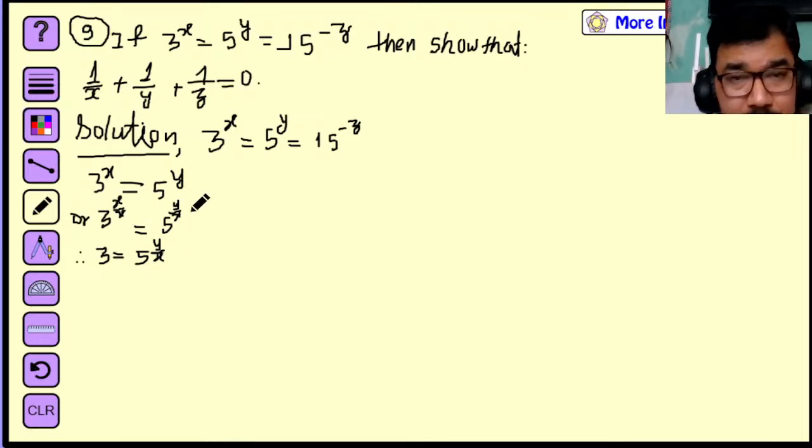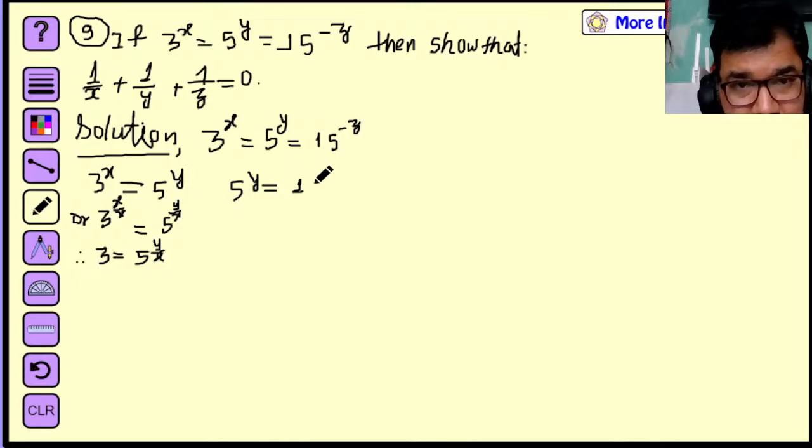And similarly now, look children here, in the last one, we can write this 5 to the power y equals 15 to the power minus z. Write here 15 to the power minus z.